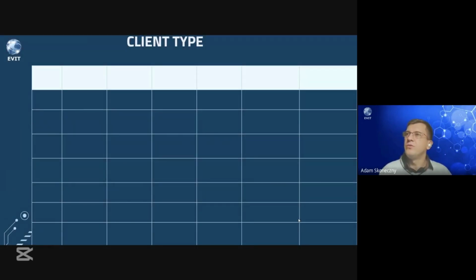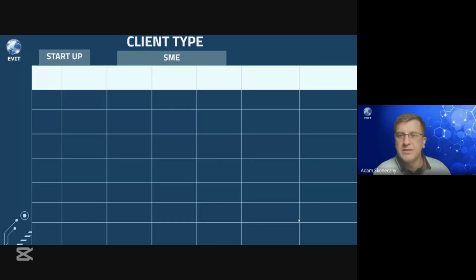Now, I would like to introduce you the client types we might meet, we might face. So we can work with the startups, we can work with SMEs, small and medium enterprises. And what is important for you guys to understand, SME in Europe or US means something completely different than SME in Vietnam. In Vietnam, in Europe, SME can be even a company with 80 people.